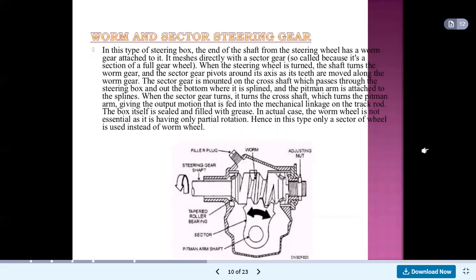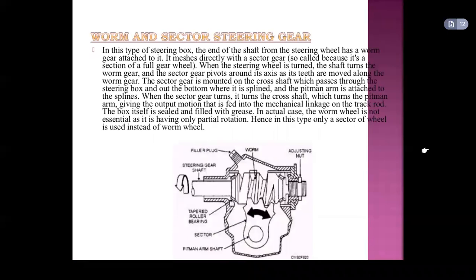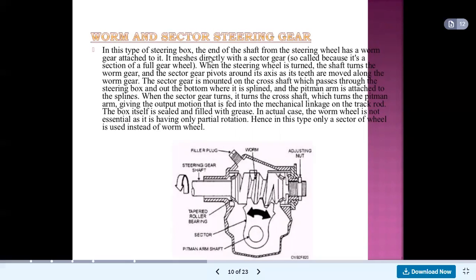If we see the next, worm and sector steering gear, in this type of steering gearbox, the end of the shaft from the steering wheel has a worm gear attached to it. It meshes directly with a sector gear, so called because it's a section of a full gear wheel. When the steering wheel is turned, the shaft turns the worm gear and the sector gear pivots around its axis.